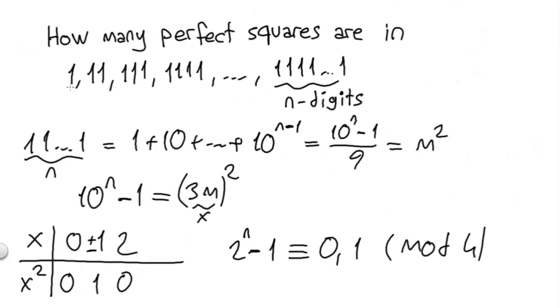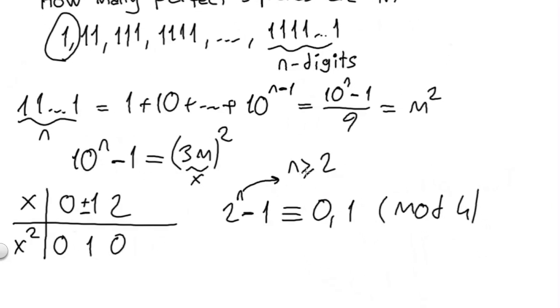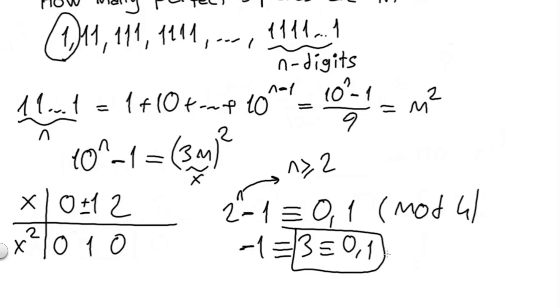In the beginning, I excluded the case where n was equal to 1. If I put n equal to 1 here, it just gives me the first term. So if I exclude that case, I can say that n is greater than or equal to 2. And if n is greater than or equal to 2, this will be a multiple of 4, so this thing will be 0. So I'm going to have minus 1, which is actually just 3, congruent to 0 or 1. And this is obviously impossible. So this is the contradiction that we concluded. And this means that there can't be such an m that this thing is equal to m squared.